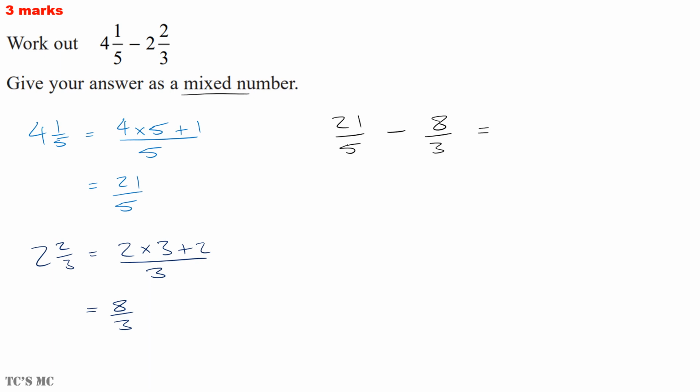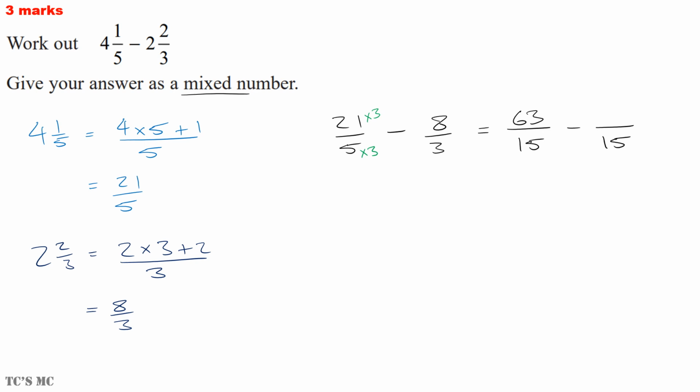In order to subtract, we need to make sure the denominators are the same. A common multiple of 5 and 3 is 15. So we need to convert both fractions to make the denominators 15. 5 multiplied by 3 would get me 15. Do the same to the numerator. And now we have 63/15.